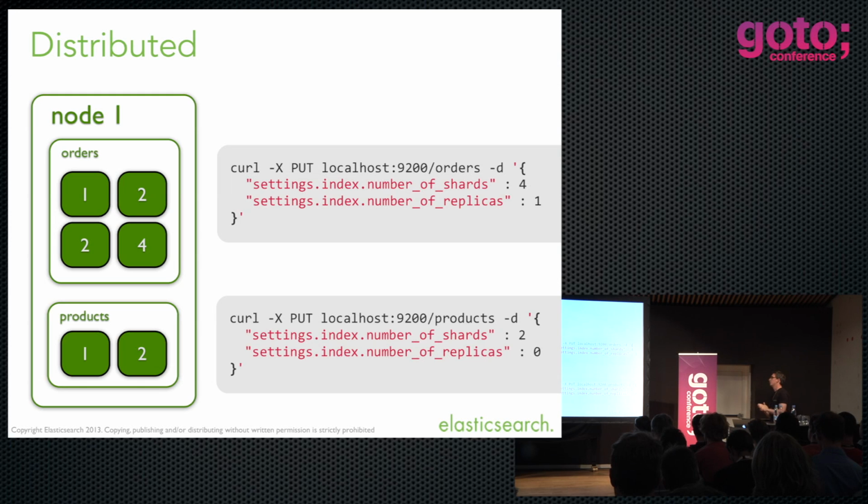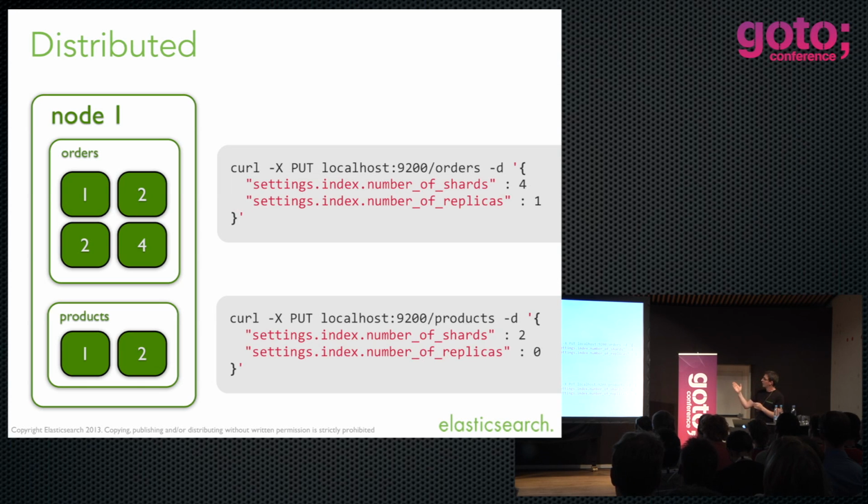So what does distributed mean? Distributed basically means that you can fire up a single node with the command I just showed, and you can create an index. In this case, it's an orders index and a products index. And when you create an index, you can actually define the structure of an index in a distributed environment.